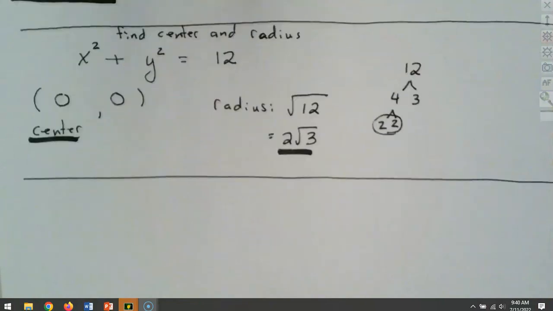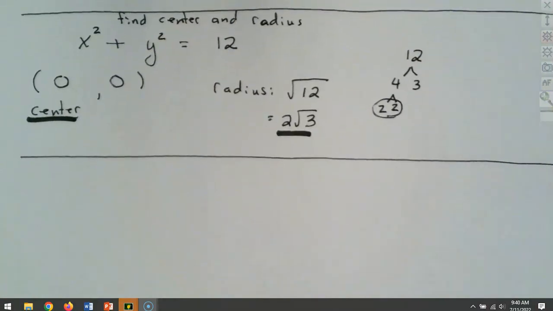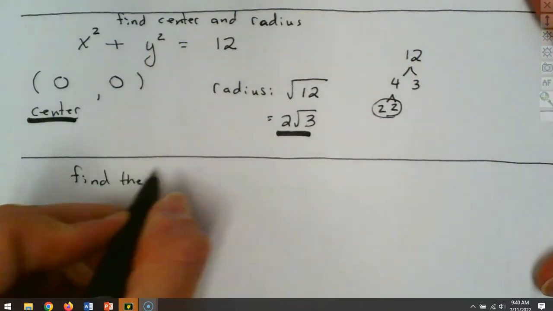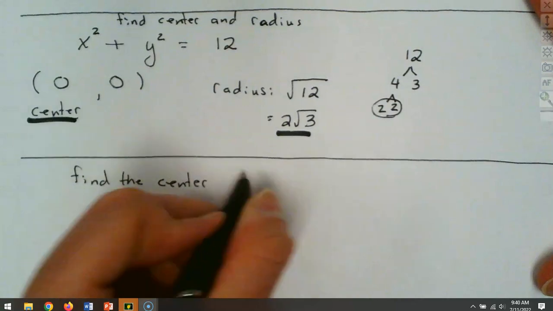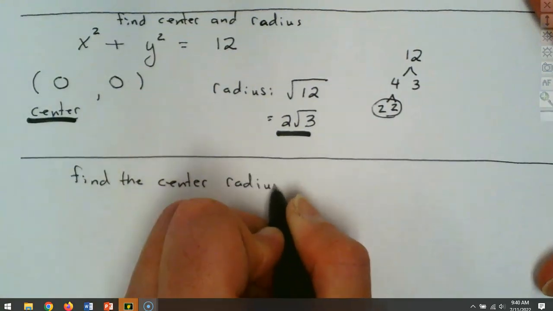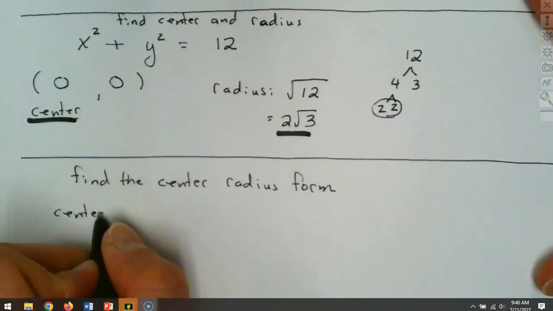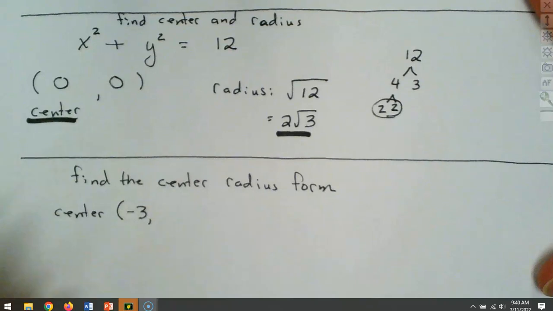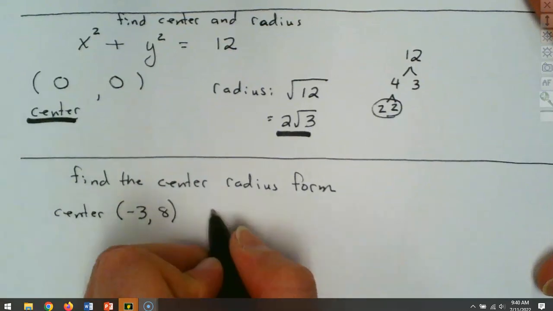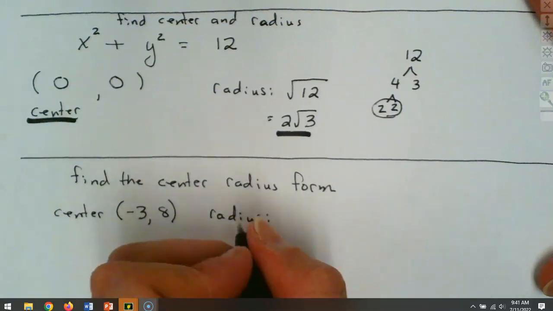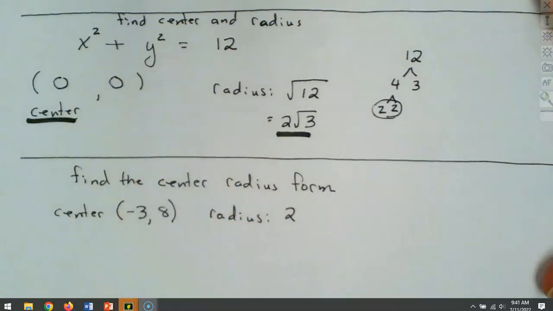Now let's go the opposite. Now I'm going to give you a center and a radius, and I want you to find it in center radius form. So let's say we have a center of minus 3, 8, and a radius of 2.